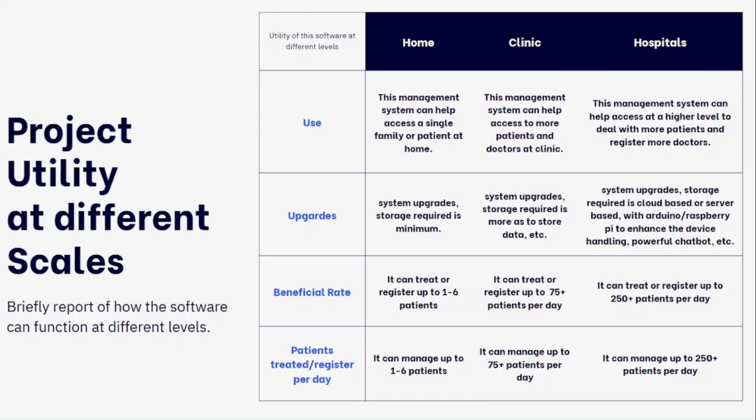The beneficial rate at home is that it can treat 1 to 6 patients, whereas in a clinic it can register up to 75 patients per day, and in hospitals it can handle 250 plus patients per day. Patients that can be treated or registered per day as per the system: for home, it can manage 1 to 6 patients. For clinic, it can manage 75 plus patients per day. For hospitals, it can manage 250 plus patients visiting per day.